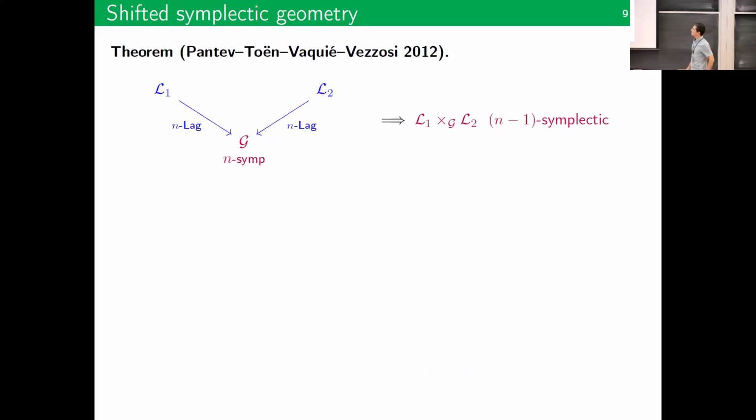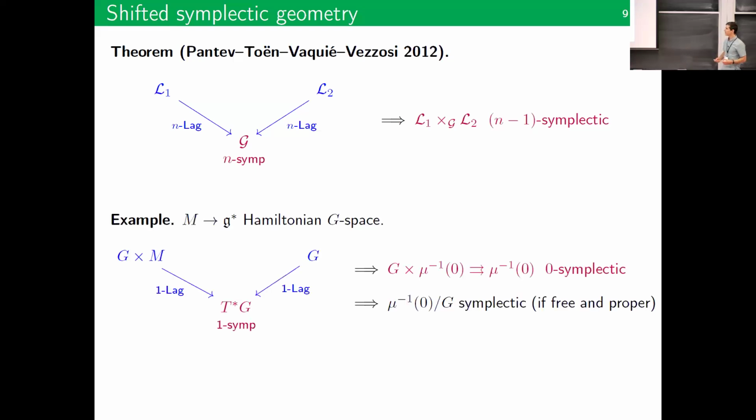Okay, and this can be generalized further. So we have this theorem in the original paper on shifted symplectic geometry by Pantev, Toën, Vaquié, and Vezzosi, that if you have an n-shifted symplectic stack and two Lagrangians, then taking the fiber product, this will be (n-1)-shifted symplectic. And as a special case, if you take one-shifted symplectic, as we had in the previous slide, and Lagrangians, you get something zero-shifted symplectic, which is ordinary symplectic geometry. So this can be used as a way to construct new symplectic manifolds from old, and in particular, symplectic reduction can be obtained in that way.